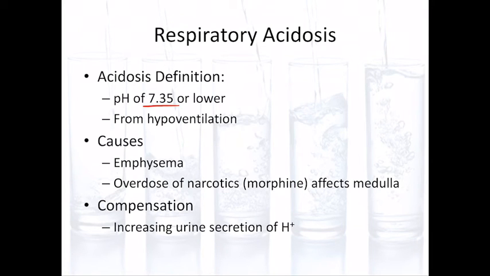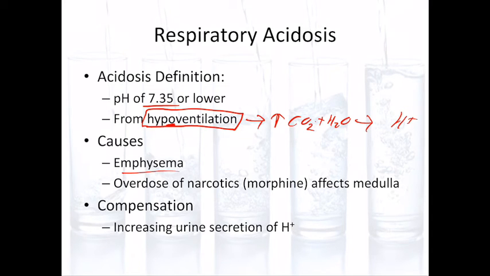And if it's respiratory acidosis, then it's because we're not breathing enough. Okay, hypoventilation, not breathing enough, would lead to increased CO2 levels, right? Those could eventually combine with water and turn back into hydrogen, right? And that would decrease our pH. Okay, so some causes of this are breathing problems. Emphysema causes this, and then too many narcotics cause you to slow down your breathing. This can lead to acidosis. So we correct this by increasing urine output of hydrogen.